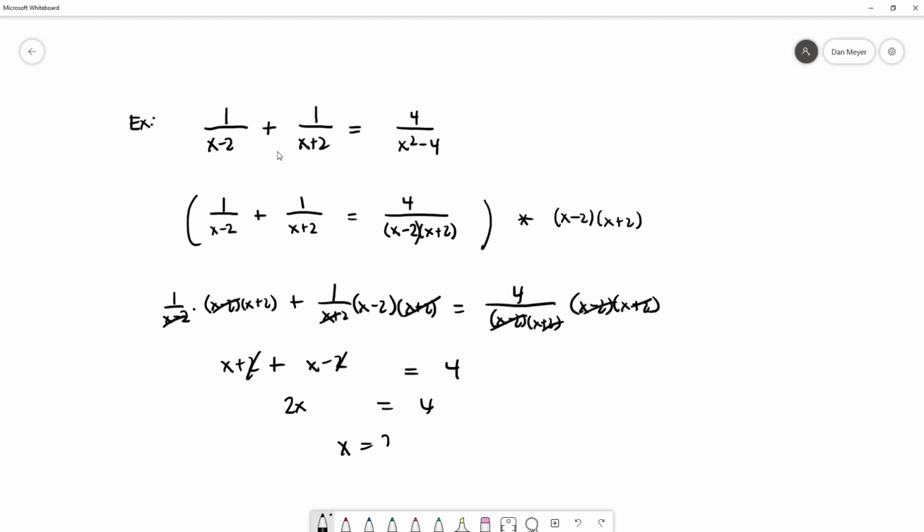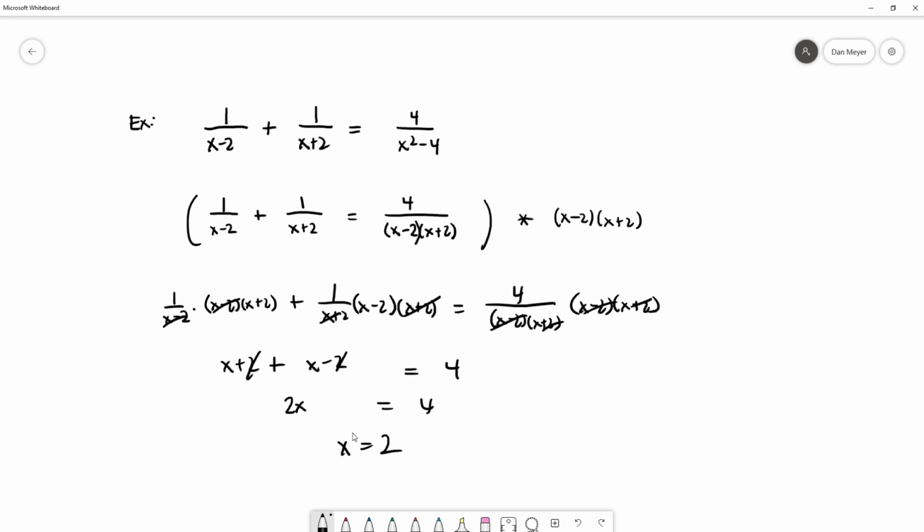Which is equivalent to x is equal to 2. Now here's a perfect example of, well, 2 is not a solution to the original equation, because 2 is not in the domain of our original equation. So the fact that this equation and this equation have different solutions tells you that they're not equivalent. They also have different domains.